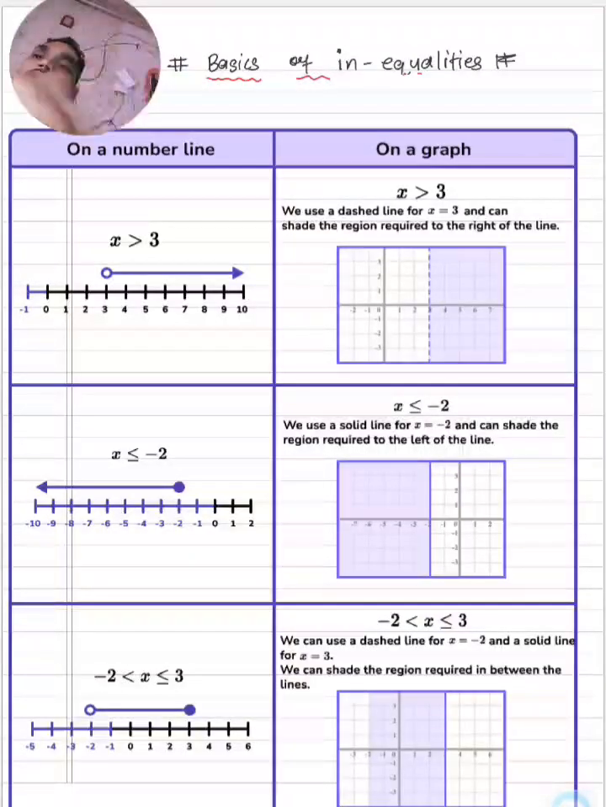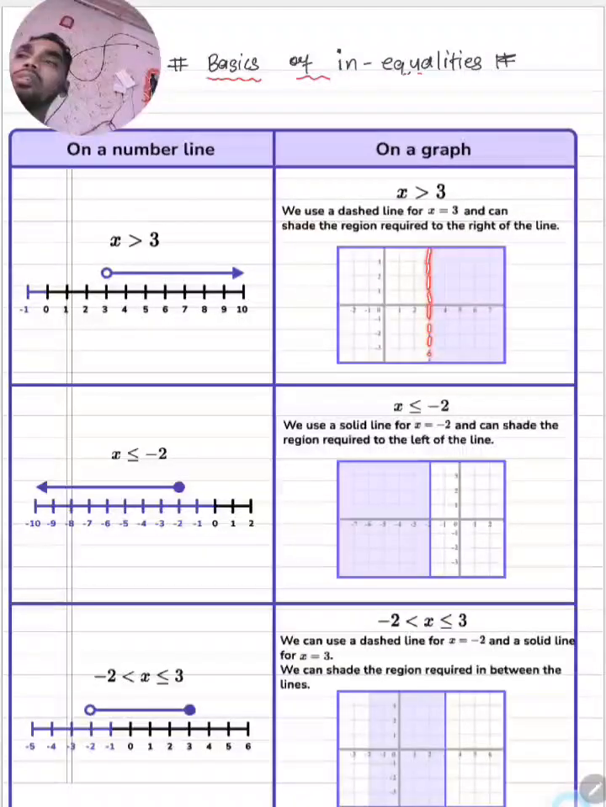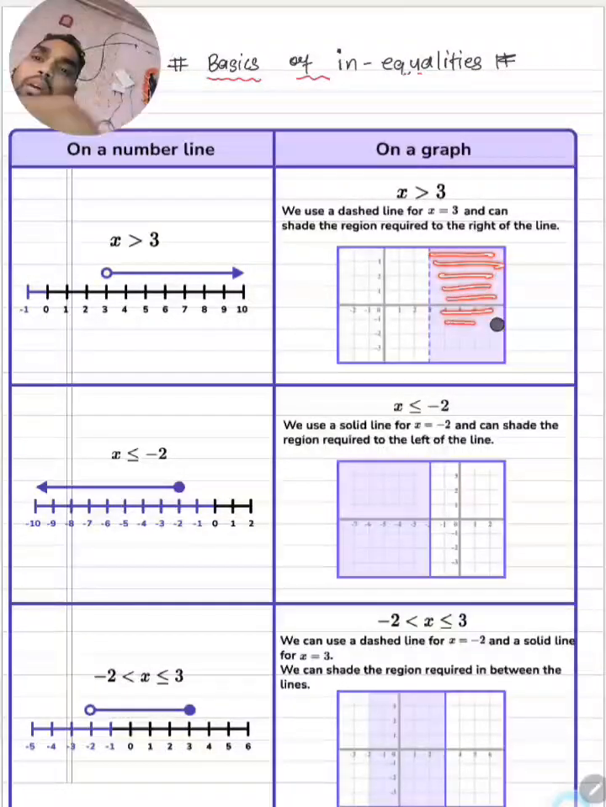Now, how to make it on the graph. When it says x greater than 3, what you need to do is, exactly on the x-axis, draw a dash line passing through 3. Why the dash line? Because it is saying greater than 3, and greater than 3 means 3 is not included. Okay, it is excluded. So we make a dash line, and then we need to take all the values which are more than 3. Obviously these values will come on the x-axis. These are the values which are more than 3.